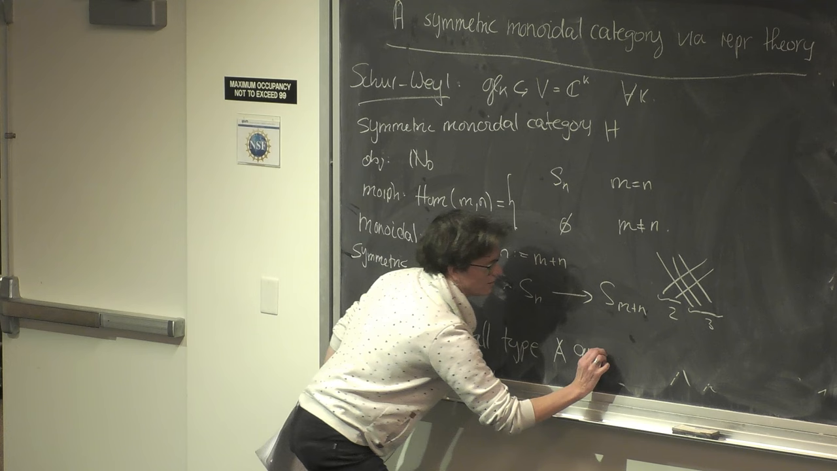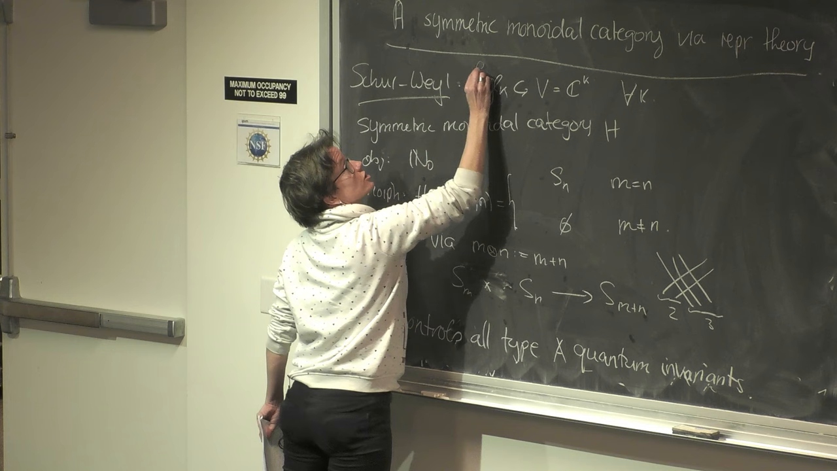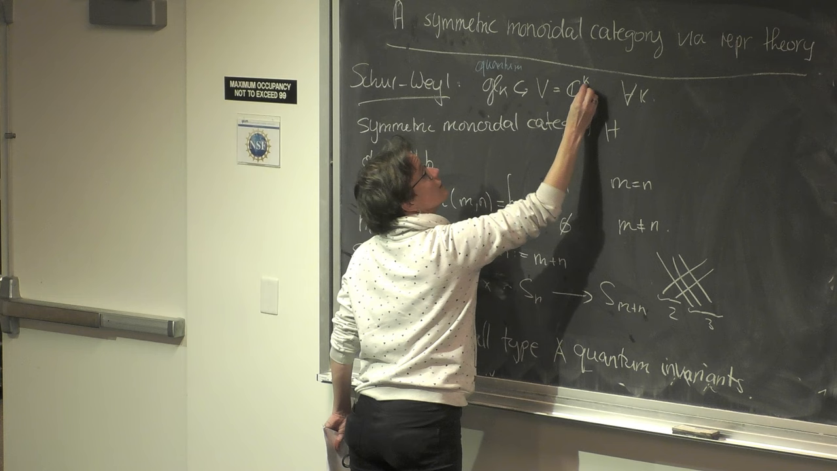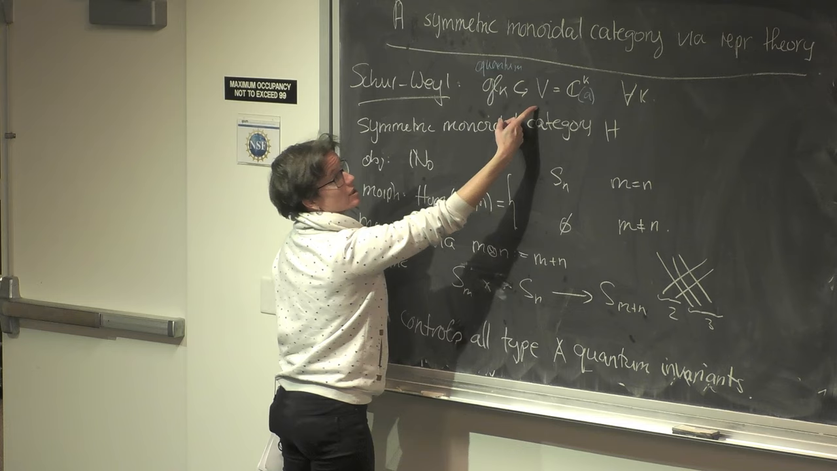And so that means I want to quantize everything. And let's just do this. So I take here quantum GL_k. I take here rational numbers in Q, and q for me is generic. Then I can still take the same objects, tensor products of this. But then the Homs are the Hecke algebra.